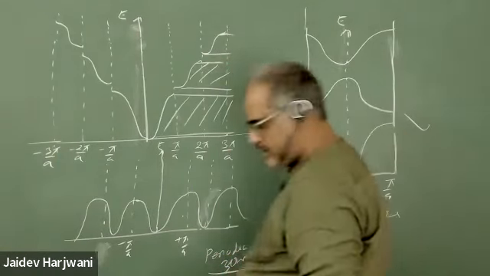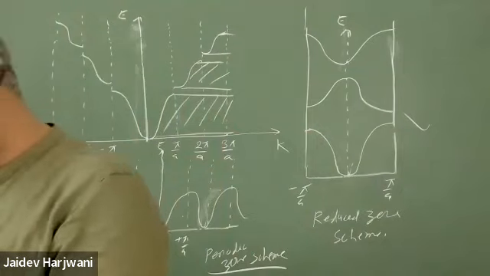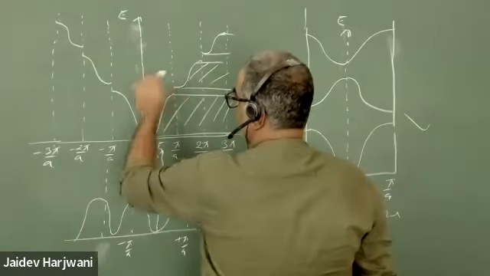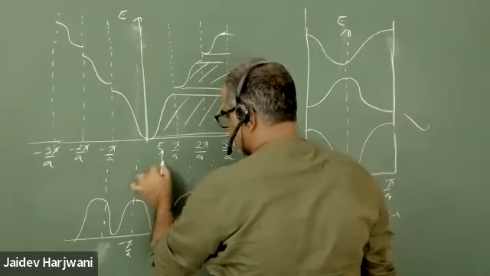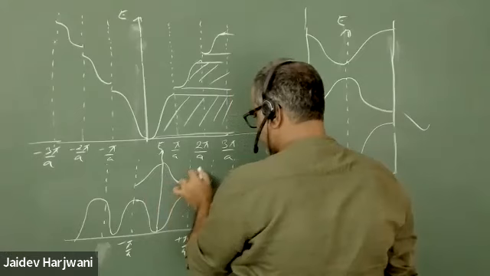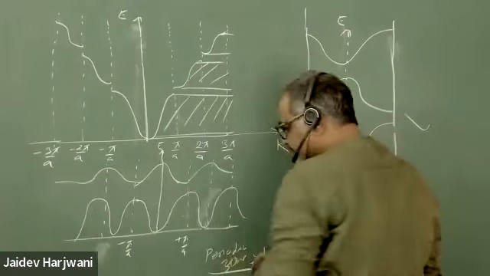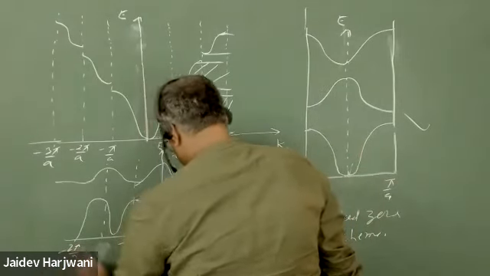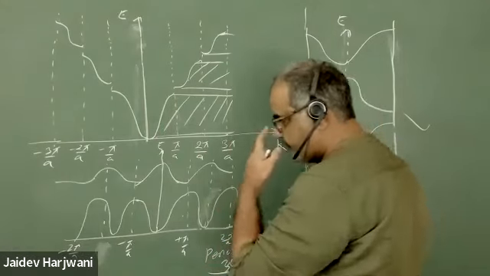So now, why are we able to draw this? Because if I draw this graph and repeat it again, it will come like this, and like this. So all bands I can repeat in my zones, from minus 2π/a to plus 2π/a, and this is called your periodic zone scheme.